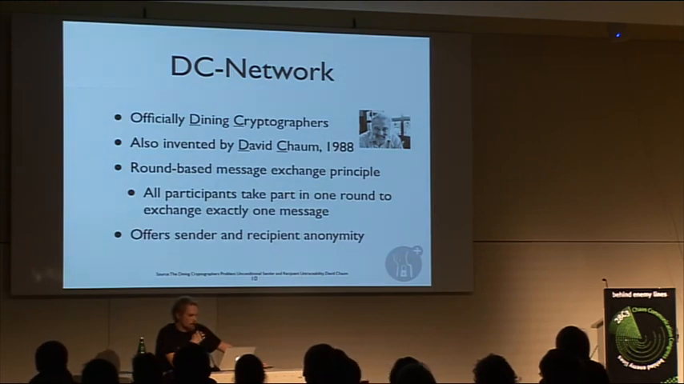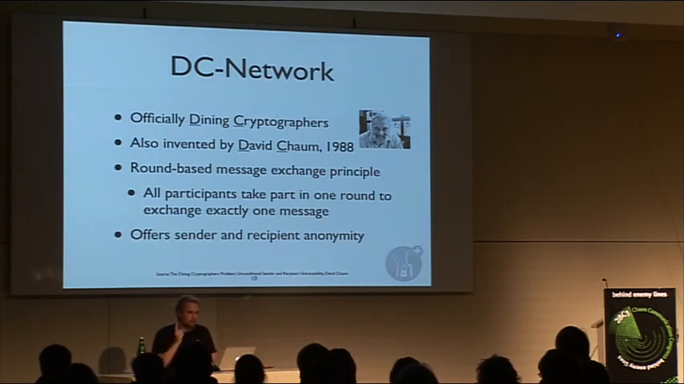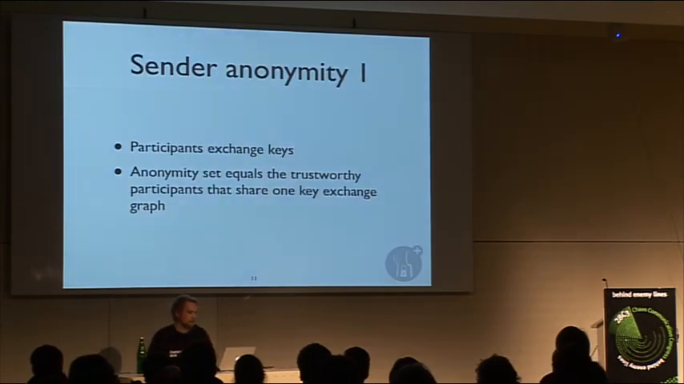And it's a round-based message exchange principle where all the participants take part in one round to exchange exactly one message. So to make it even clearer, during one round, one participant can send a message, and all the other participants that are using the service at the same time help him to anonymize the sending process. The idea behind DC networks offers sender and recipient anonymity. So how do we achieve sender anonymity? First of all, the participants would have to exchange keys among each other.